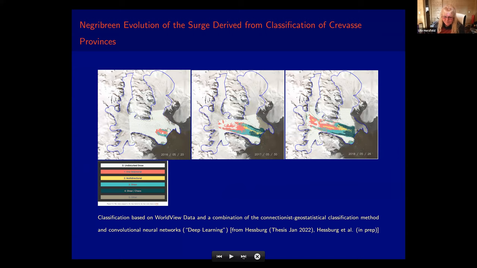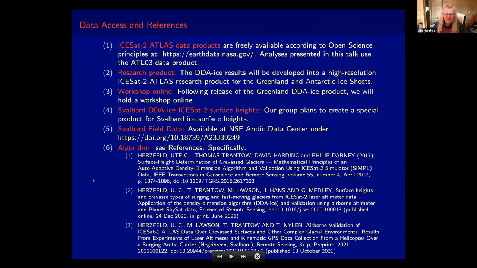Now, if you didn't like the talk, you won't like reading all these papers. Everything we do has to be open source, open science. Of course, the ICESat-2 data are available on Earthdata, and a lot of people have used them. We will release the DDA ice results as soon as we have the Greenland and Antarctic ice sheets ready and combined with our new atmospheric ground flag.